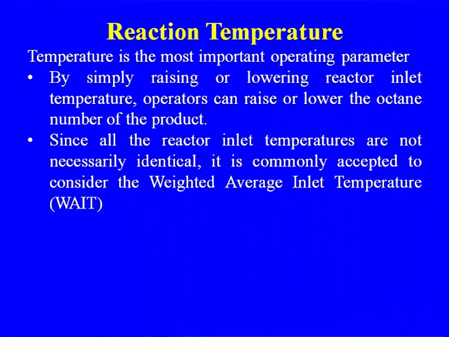Reaction temperature. Reaction temperature is the most important operating parameter. What is happening? By simply raising or lowering the reactor inlet temperature, operators can raise or lower the octane number of the product. But at the same time, if you are going for the higher temperature, then the loss of the reformate will be there. Since all the reactors' inlet temperatures are not necessarily identical, it is commonly accepted to consider the weighted average inlet temperature.